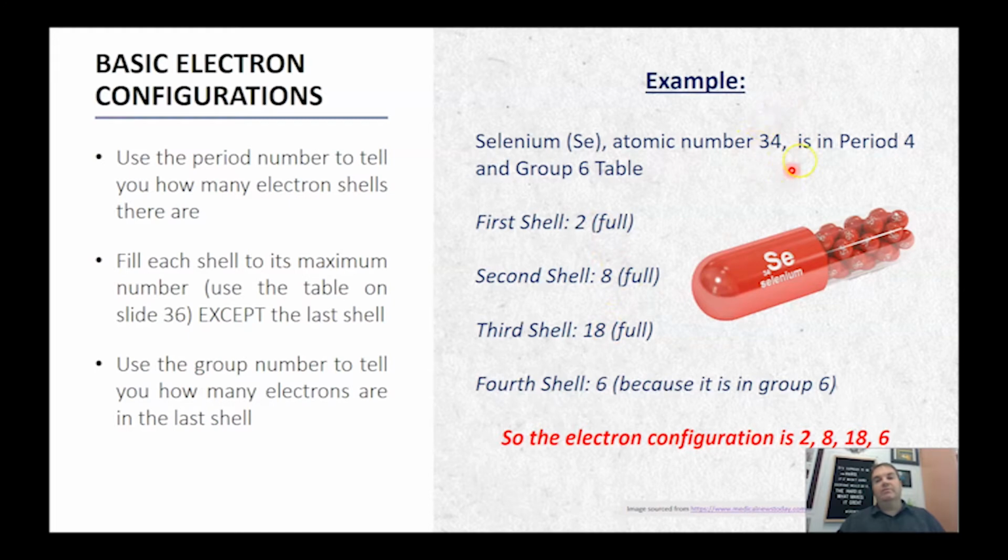We know we need to get to 34, because the atomic number tells us the number of protons, but also the number of electrons in a neutrally charged atom. Now the group number tells us how many electrons are in the last shell. It's in group 6, so that tells us it's going to be 6 here, but we could have worked that out anyway, because 2 plus 8 plus 18 gave us 28. The difference between 34 and 28 is 6, so that's how many are in the last shell. So the simple electron configuration is 2, 8, 18, 6 for selenium. You could do this with any of the elements in the periodic table, just using the group number and the period number to work out a simple electron configuration.